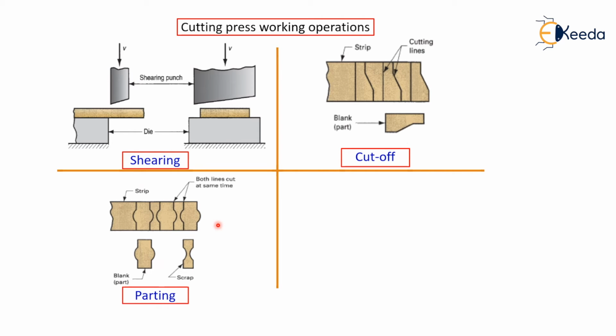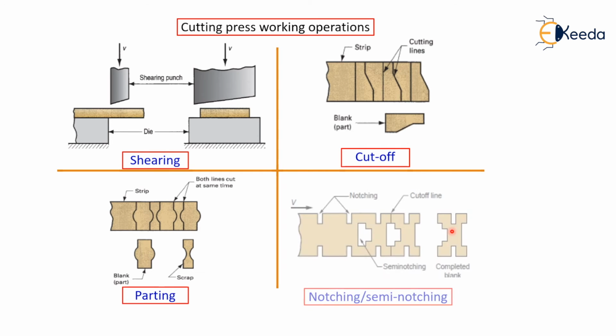The parting is less efficient than the cutoff in the sense that it results in some wasted material. If you compare parting and cutoff, you may find that there is some wasted material present over here.